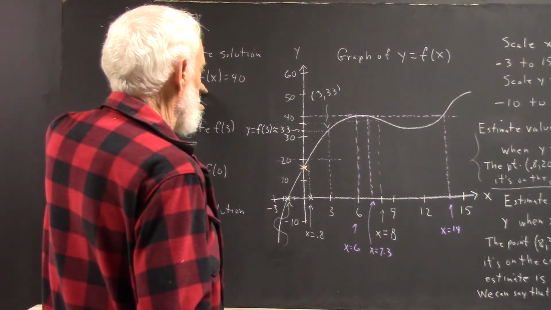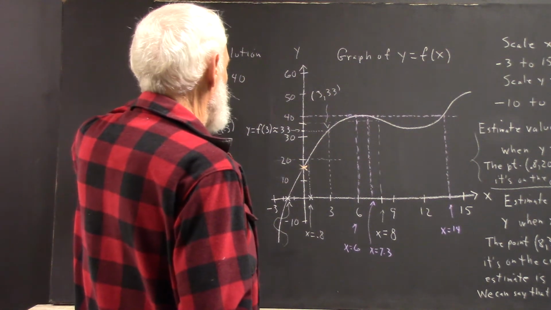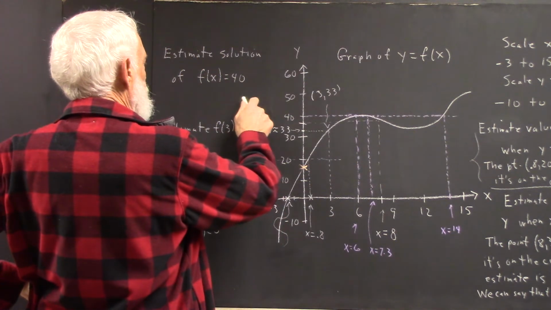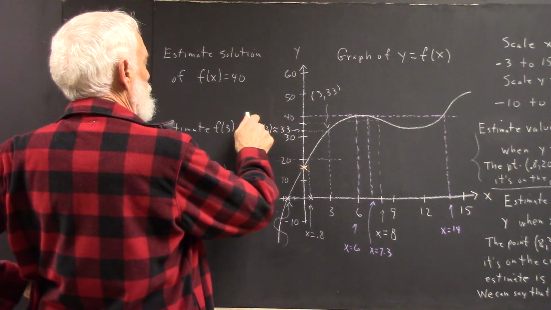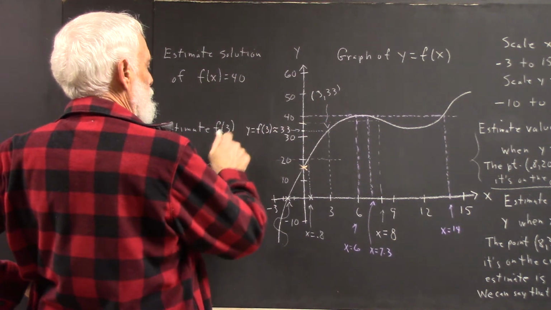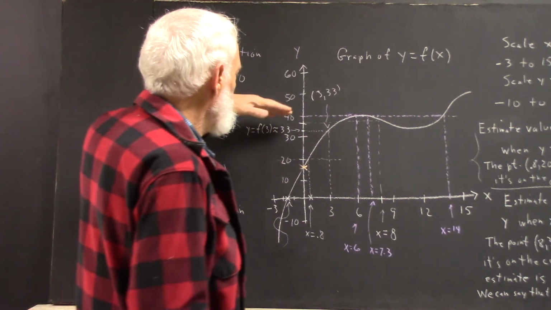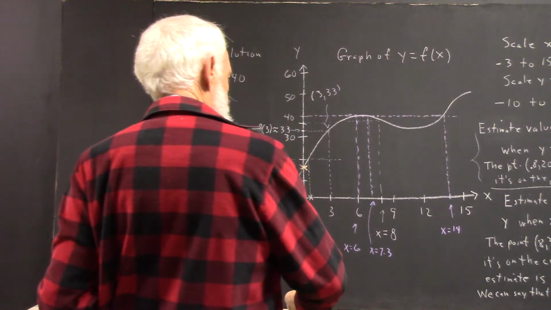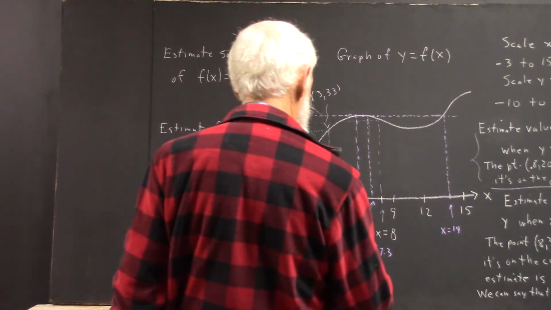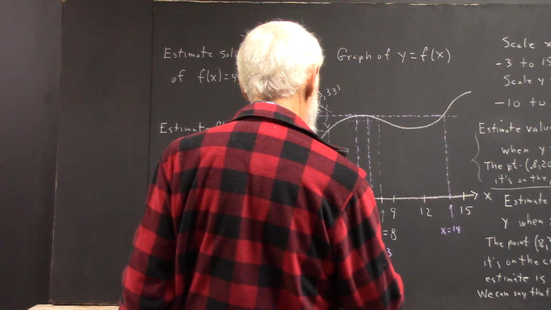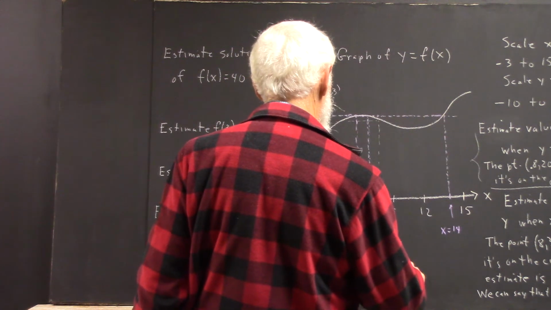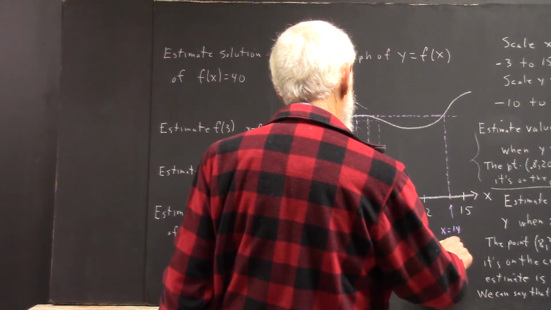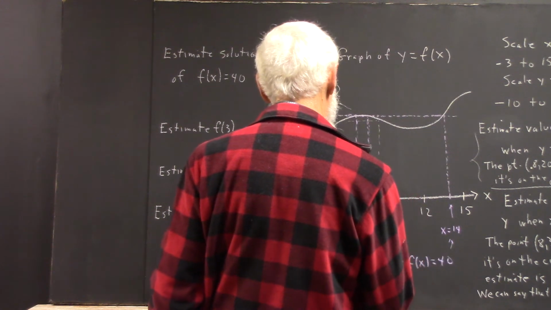Estimate the solution of f of x equals 40. Okay? Well, actually, no, solution of f of x equals 40. Okay. Here's the horizontal line where f of x equals 40. So what I have down here is solutions of f of x equals 40 here, here, and here.